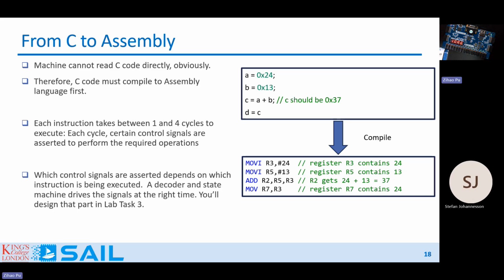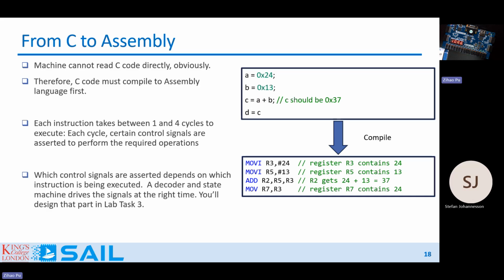And from C to assembly, in the last lecture, we covered some C to assembly language conversion. So a machine cannot read C code, obviously, and C code must be compiled to assembly language first. Each instruction takes between 1 and 4 cycles in execute. Each cycle contains certain control signals asserted to perform the required operations. The problem is which control signals are asserted depends on which instruction is being executed. A decoder and a state machine will drive these signals at the right time. You will design this part in lab task 3, which is the FSM for the CPU.